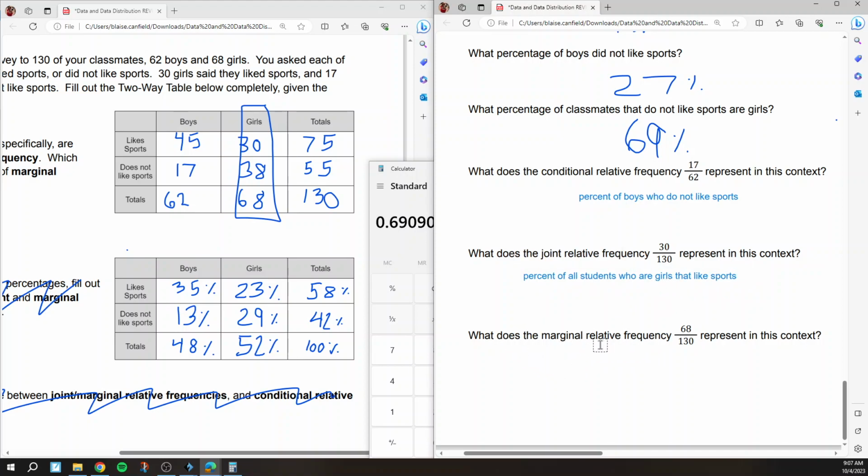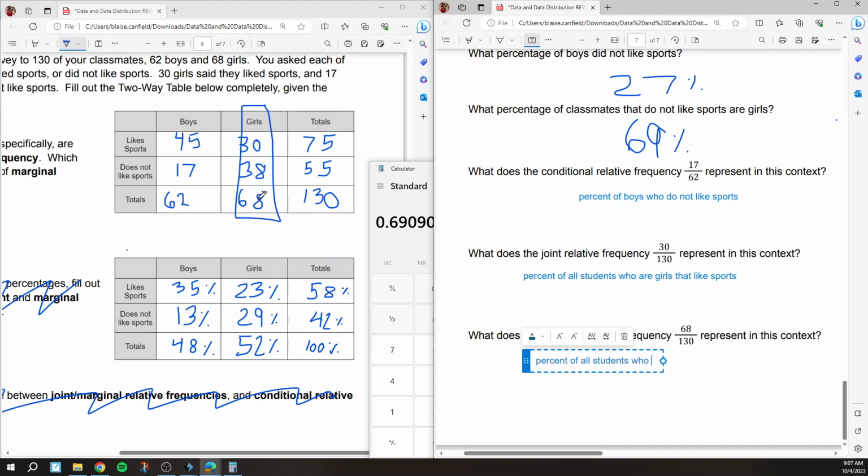What does the marginal relative frequency 68 out of 130 mean? 68 out of 130. Well, 130 is a total, right? So that's percent of all students who, and the 68 there is girls. So percent of all students who are girls. So that is just girls there.